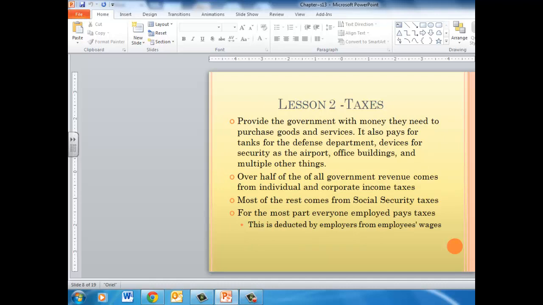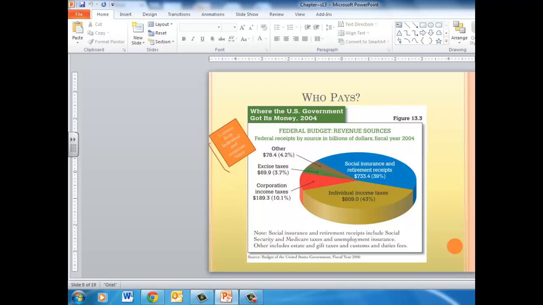How does the government get money? Well, through taxes. So as we are all taxed, as we work and pay taxes, that's how the government gets money to buy tanks, to service roads, to pay their employees. Over half of all the government revenue that comes in is from individual and corporate income taxes. Most of the rest of the money comes from Social Security taxes that we pay from the time of our first job. For the most part, everybody that works pays some type of federal taxes that's deducted from your paycheck.